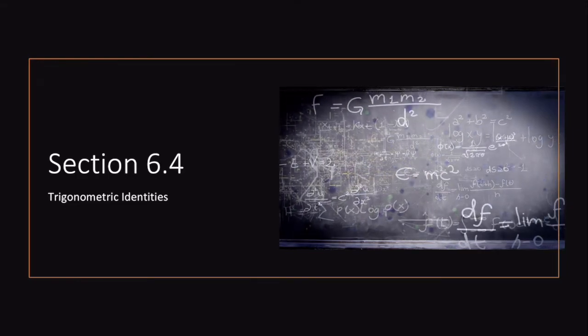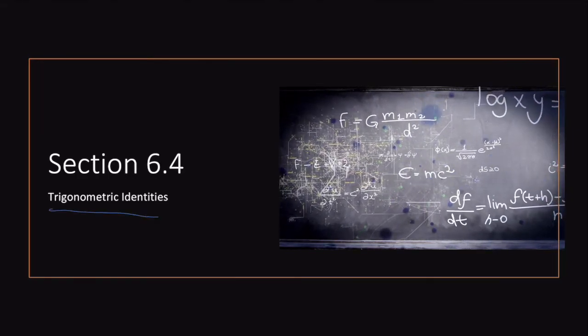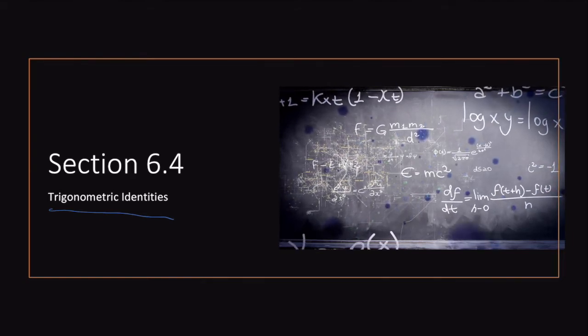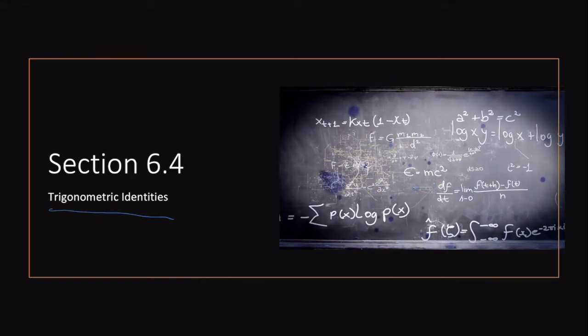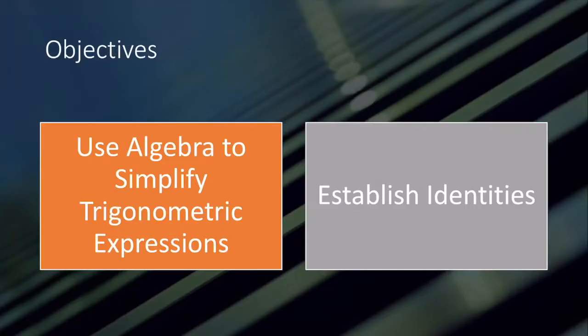All right, class, so section 6.4 is about trigonometric identities. And we have seen some of the trigonometric identities before and worked with them. Now we're just bringing it all together. So our objectives in this section are to use algebra to simplify trigonometric expressions and establish identities.